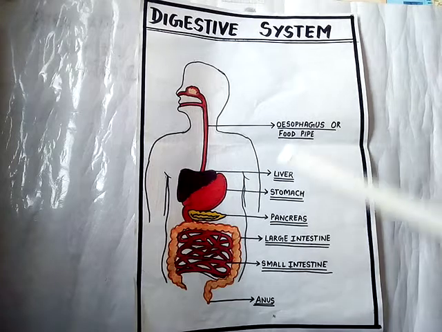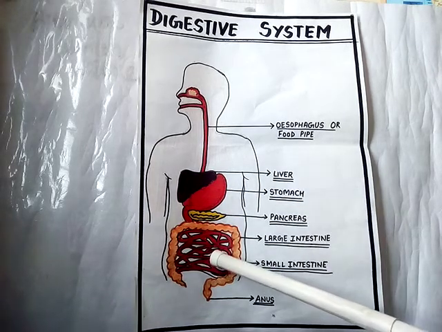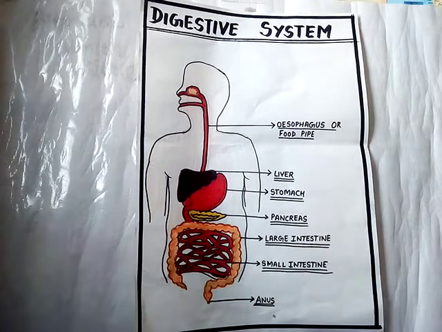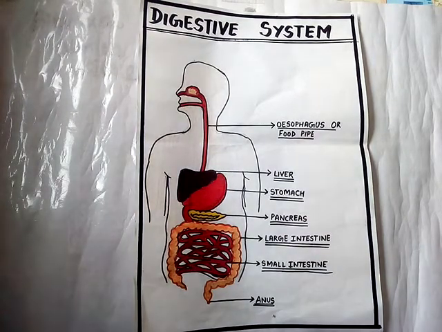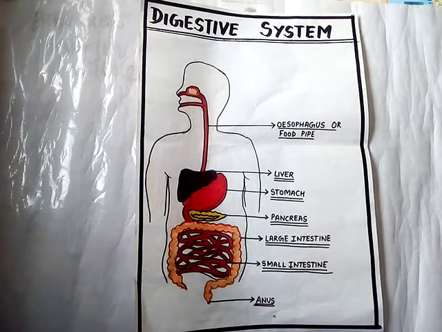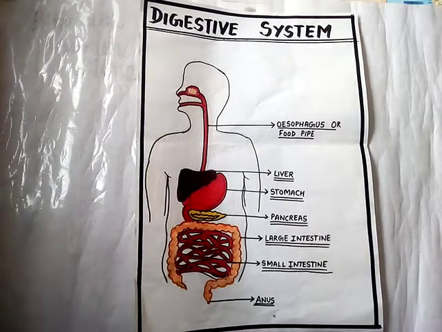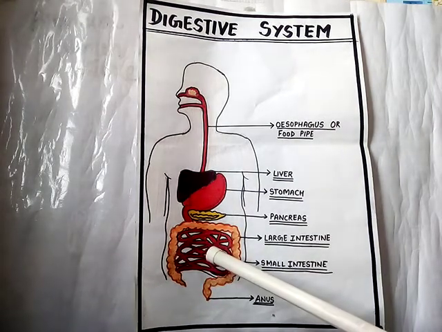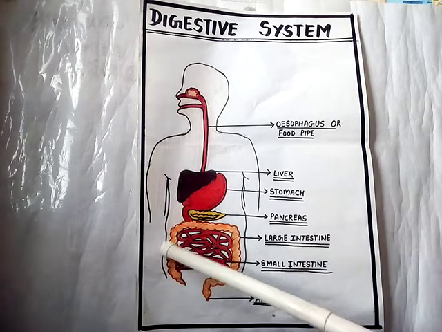In the walls of the small intestine, finger-like projections are present known as the villi. These villi increase the surface area for absorption, and they also contain blood vessels. The digested food is absorbed by the blood vessels which carry nutrients to all parts of the body. Hence, the final digestion takes place in the small intestine. The undigested food and water move from the small intestine to the large intestine.